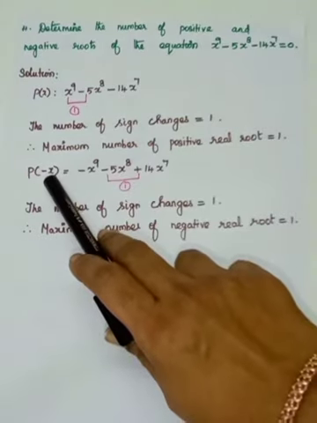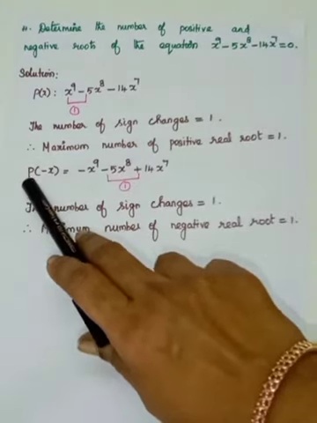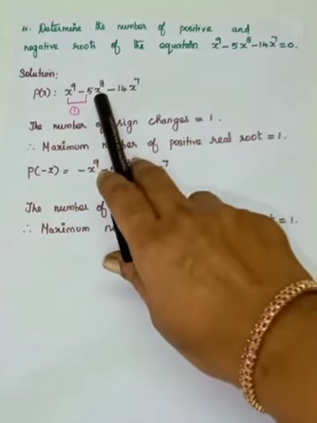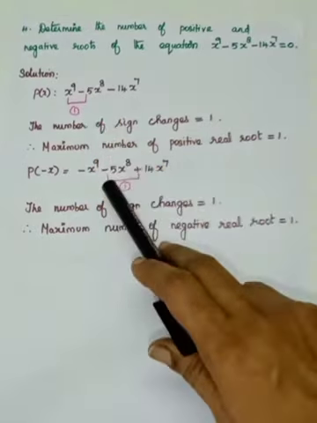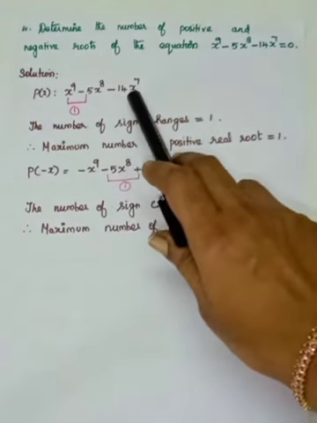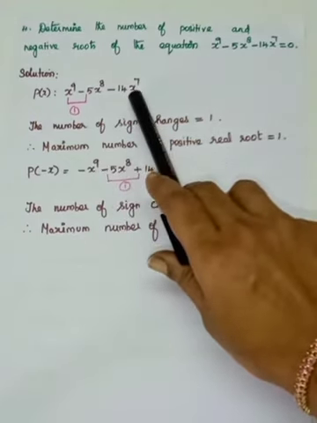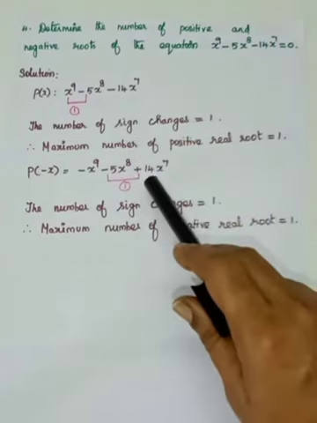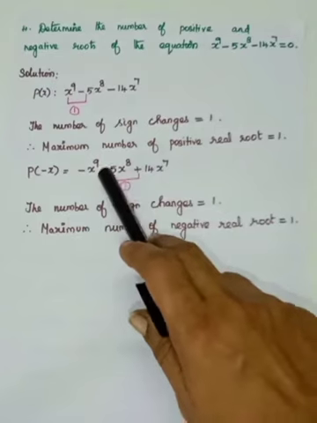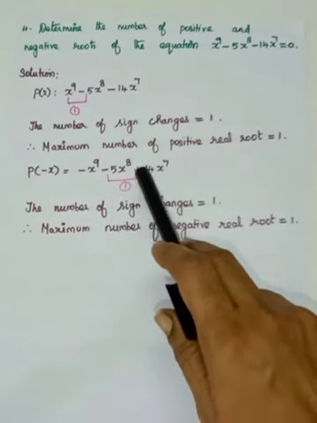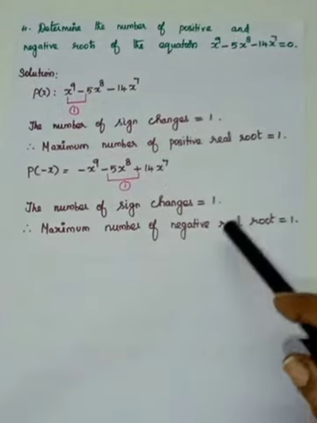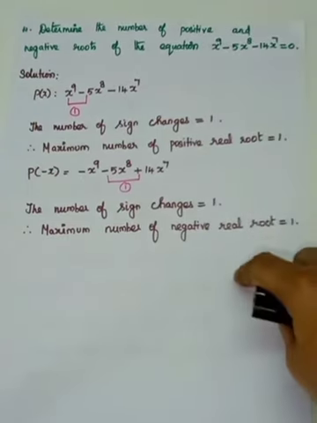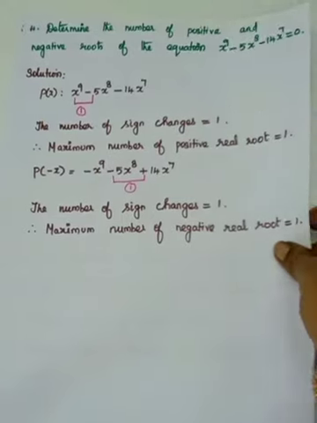And if you substitute x as minus x, p of minus x is equal to minus x power 9. Here if you substitute minus x, the whole power 8 is positive. So minus 5x power 8. If you substitute x as minus x, minus x the whole power 7 is minus, so minus into minus is plus, plus 14x power 7. So here only negative to positive, one sign change. So the number of negative real roots is 1. So it has one positive real root and one negative real root, the maximum number.